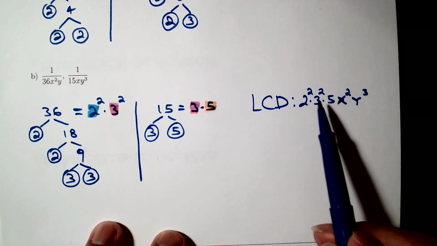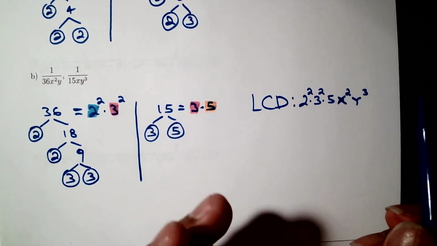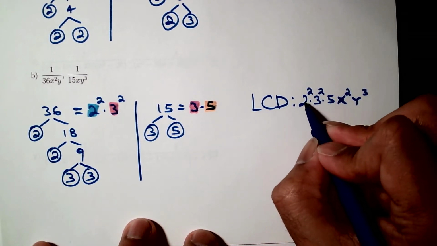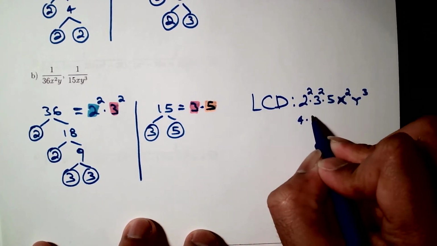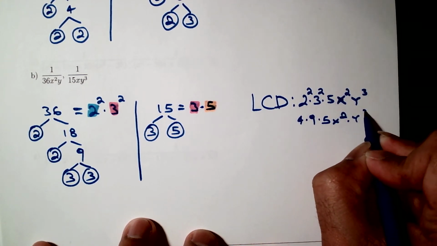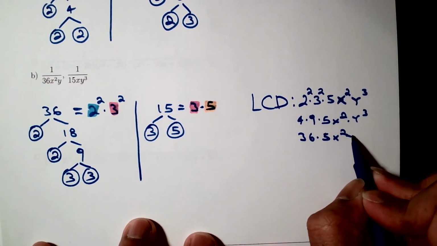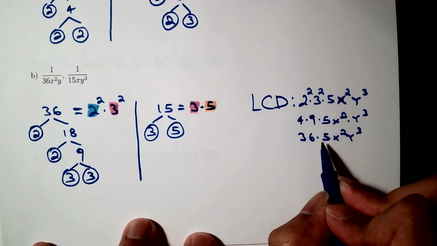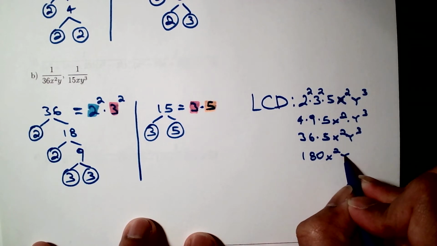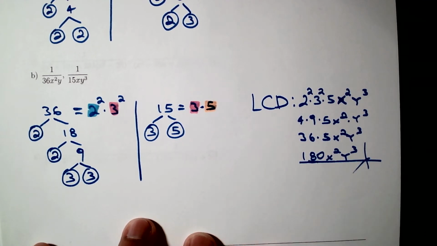However, if we put this as a final answer on MyMathLab, it's going to tell us that the answer is correct, but not in the correct format, because we need to simplify this. Well, 2 squared equals 4, times 3 squared, which equals 9, and then times 5, x squared, y cubed. 4 times 9 is 36, times 5 is 180. Final answer, 180 x squared y cubed.